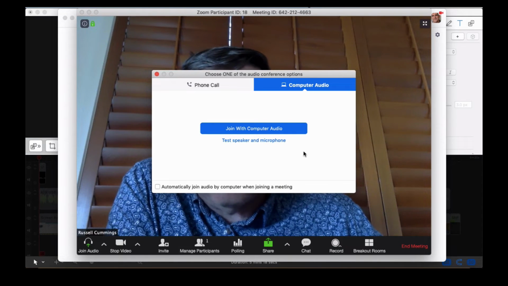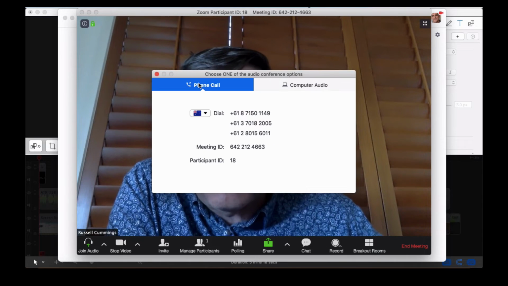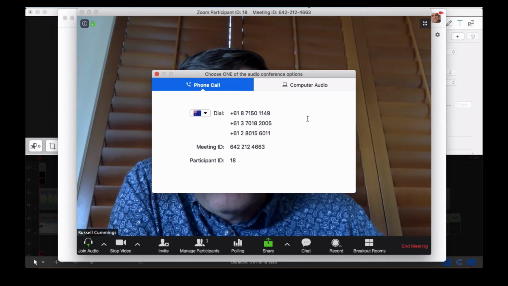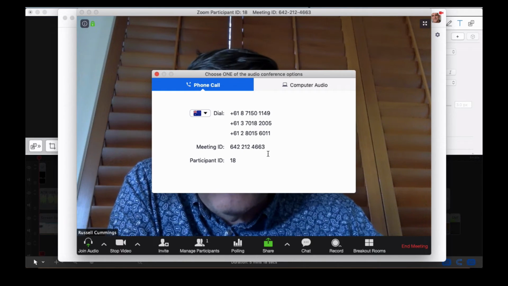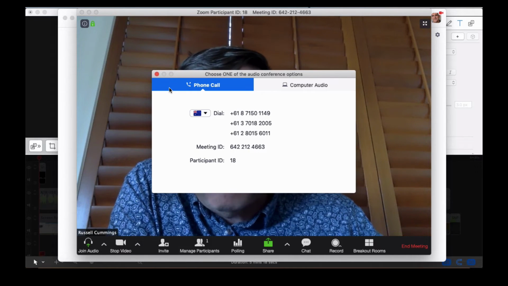Now the options you'll be given here are to either sign up with computer audio, which you would do if you've got good broadband speeds. If not, you would sign up with a phone call. This means you would dial any of these three numbers, probably the one closest to you, and then input the meeting ID and your participant ID, and that will plug you into the system straight away. We won't do that today.